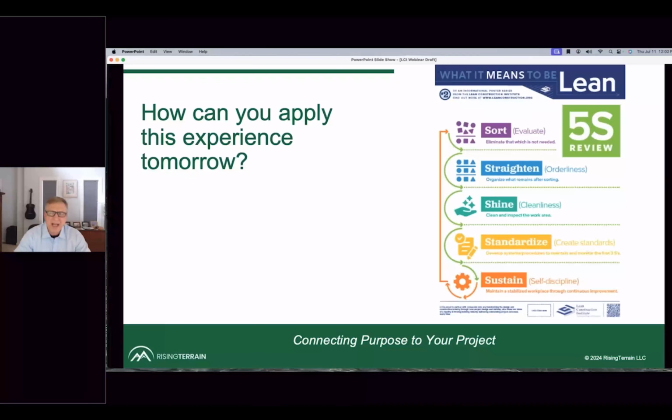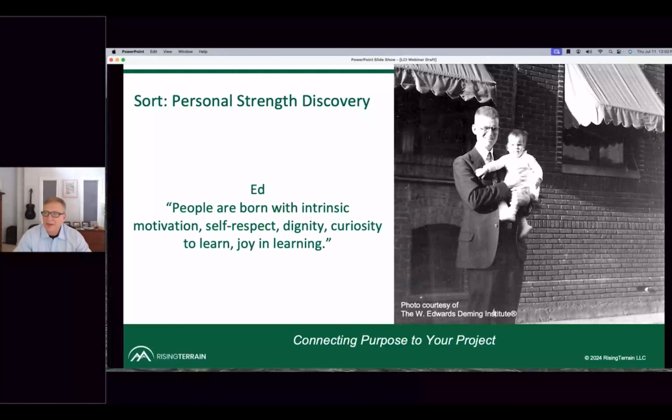Just to have a little bit of fun with this, I organized this using a 5S process. If we think about sorting as one, that's where the personal strength discovery is. It's about stripping away what people think we should be, the ways that we should conform, and thinking about, as individuals, what characteristics, what qualities, what strengths and gifts we bring to this project. And that's really the first part.